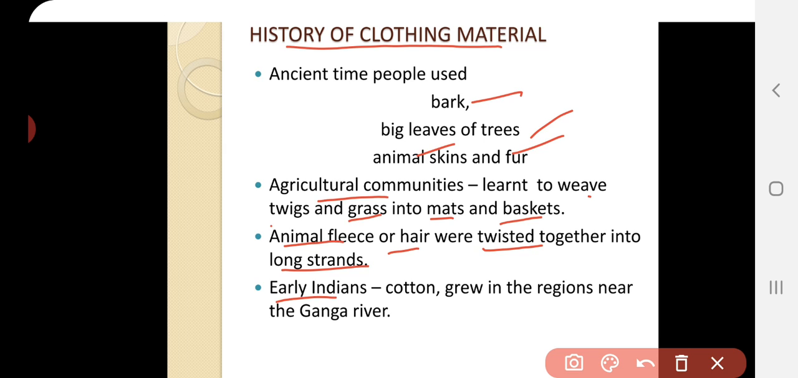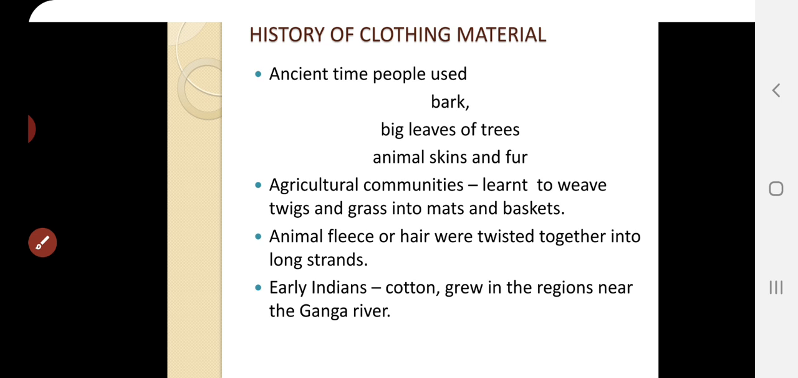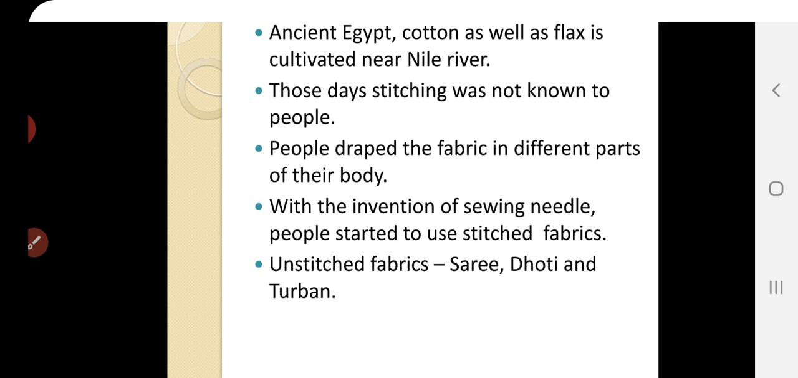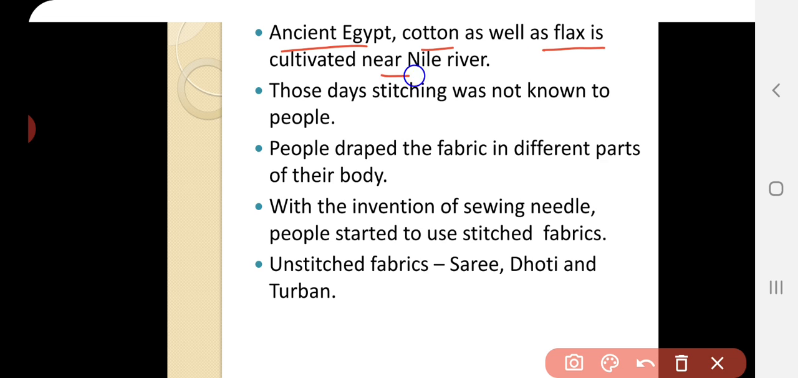Early Indians used cotton as their fabric, so they started to grow cotton in the regions near the Ganga river. And in ancient Egypt, the Egyptians used cotton as well as flax. They cultivated it near the Nile river. So where a water source is available, they preferred that land for cultivation.